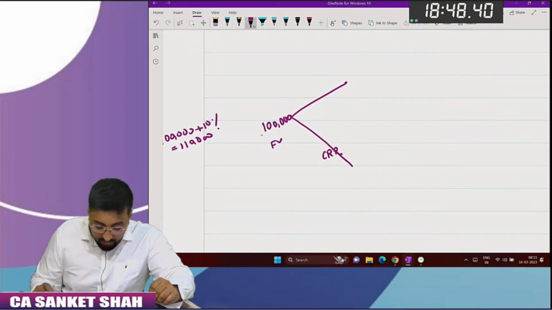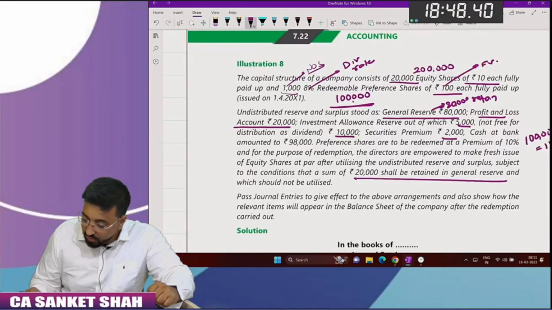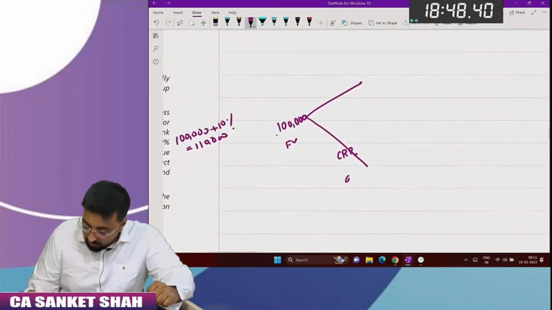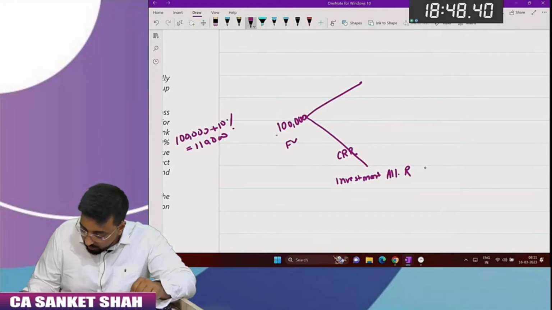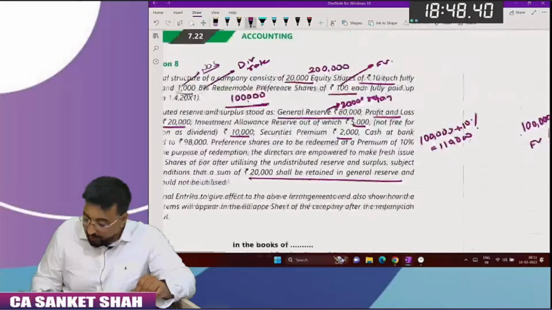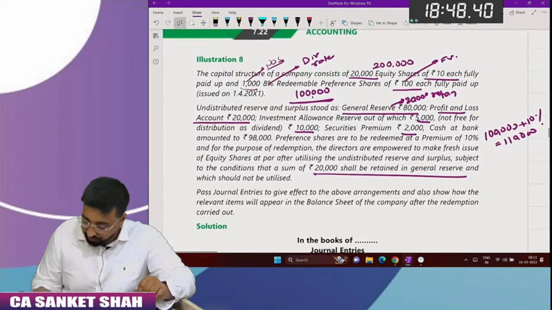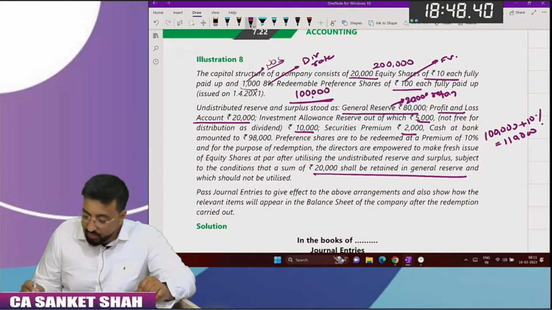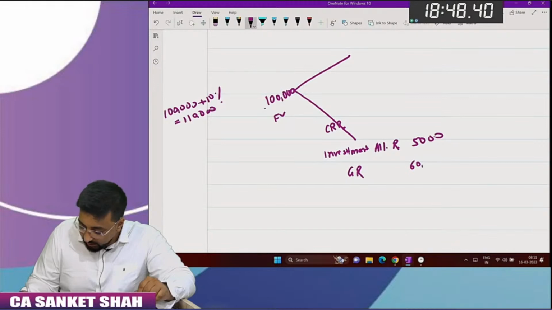And what is the balance which is available? General reserve 60,000 is available. First, investment allowance reserve: 5,000 you can use. It is available, not for dividend. Investment is for the future, but it is allowed. 5,000 is not free, the remaining is free. Securities premium is not allowed. General reserve 60,000 will be used.